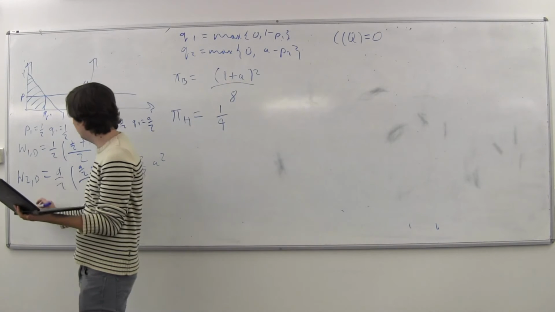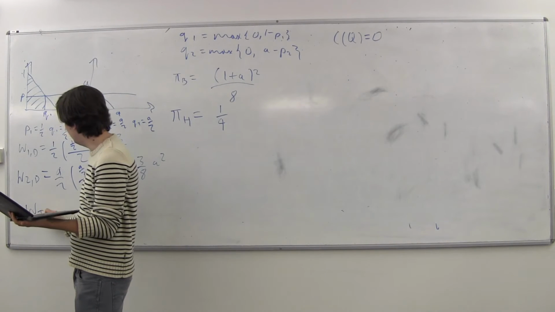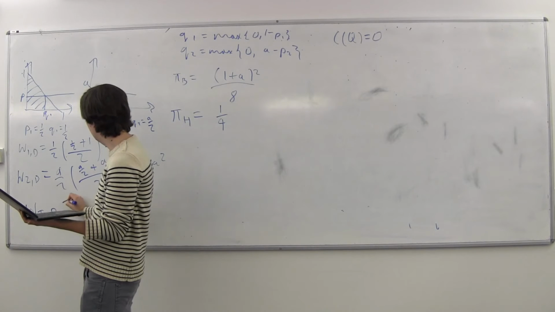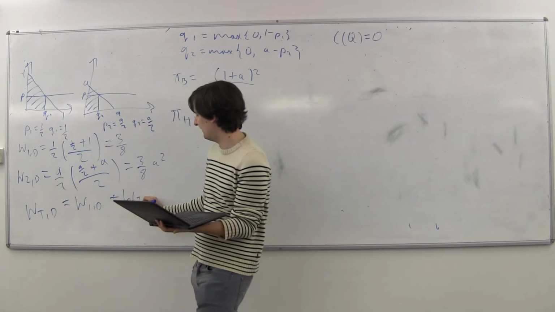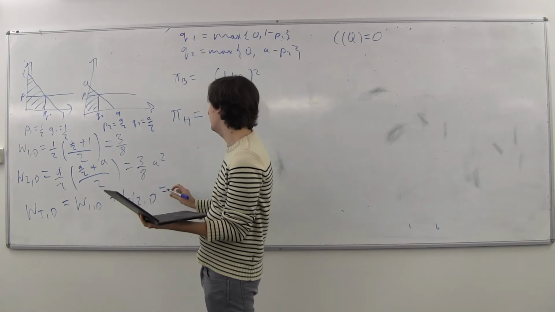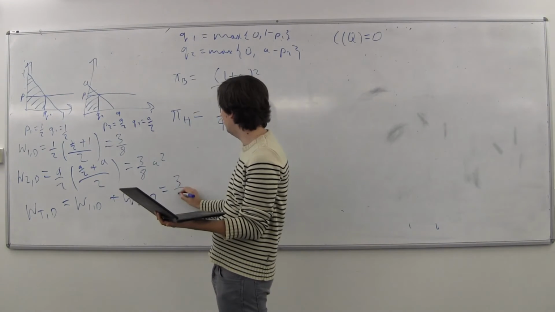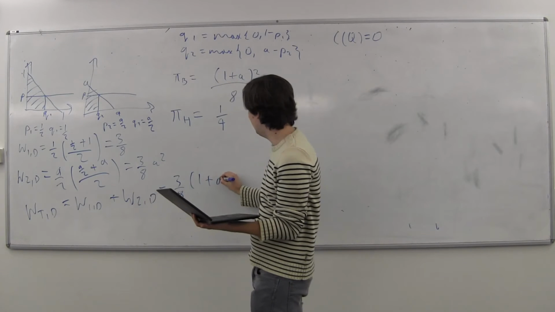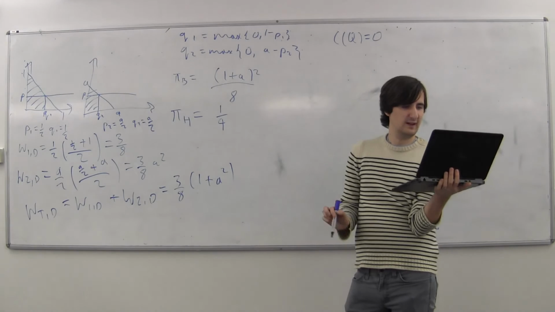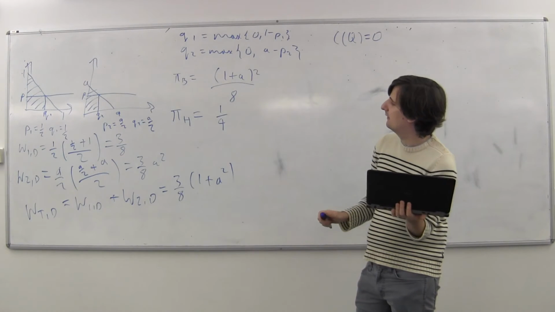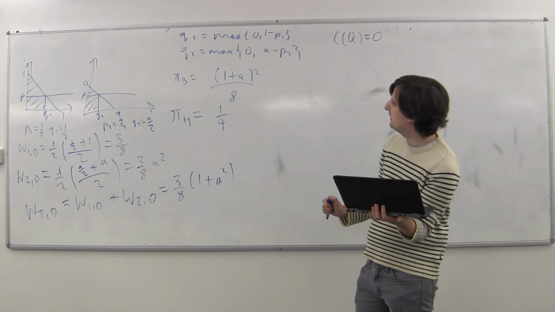So total welfare, let's call it WT with discrimination, is W1, the welfare in the first market, plus welfare in the second market. So in total we have 3 over 8 times (1 plus a squared), which is what the question said we ought to get. So that's welfare with discrimination.